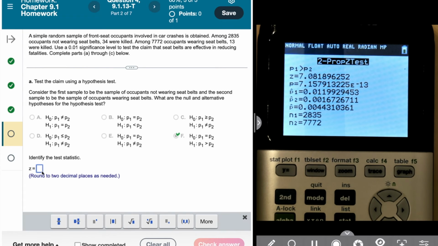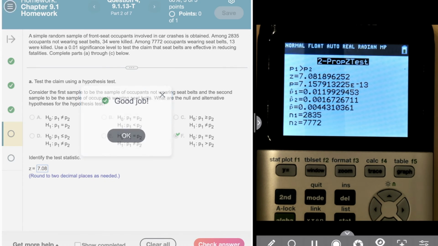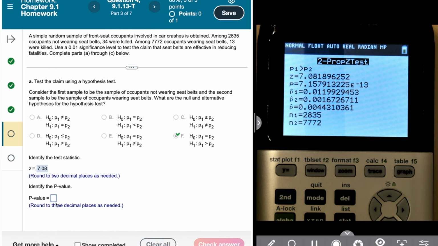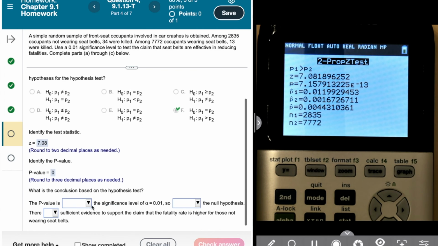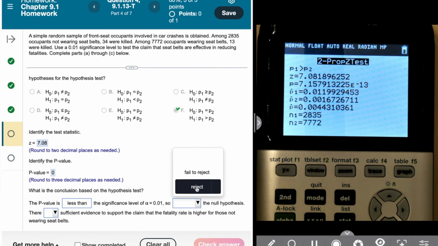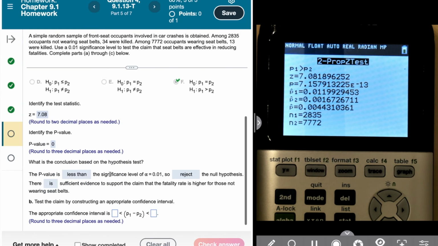So we get a very large z-value, 7.08. We then get the p-value, because that z-value is large, this p-value is very small. To 3 decimal places, that's going to be practically 0, because I should have 13 leading zeros. And so the p-value is definitely less than the significance level of, notice this time it's 1%, but it still beats that out dramatically. So we definitely reject the null hypothesis. There is sufficient evidence to suggest the fatality rate is higher for non-seatbelt wearers. So there's the lesson we've learned today.